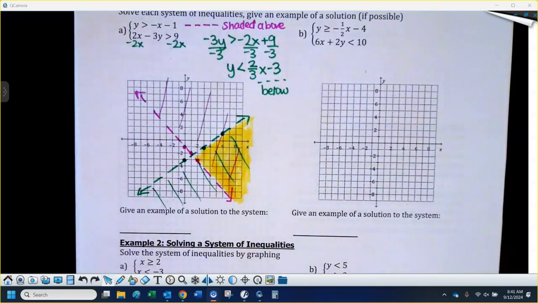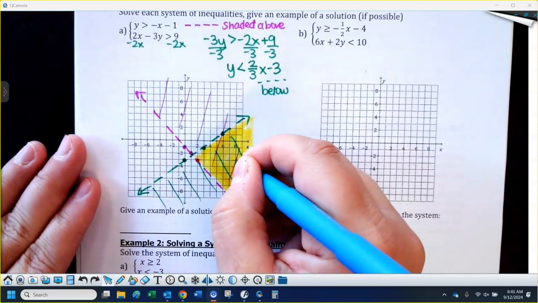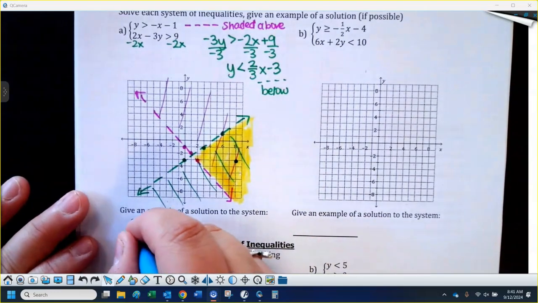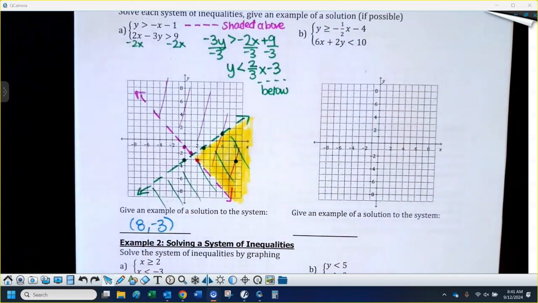And I mean, this graph could be bigger than the window that I've got on the picture here. But literally any point that would fall in that shaded area. So just any point you want. Just grab a point. I'm going to grab, as an example, I just put a dot on (8, -3) on mine. But literally any point that would fall in that shaded region should work for both of those inequalities. That's all you have to do.